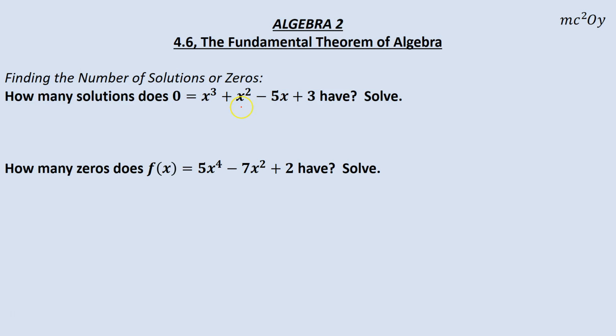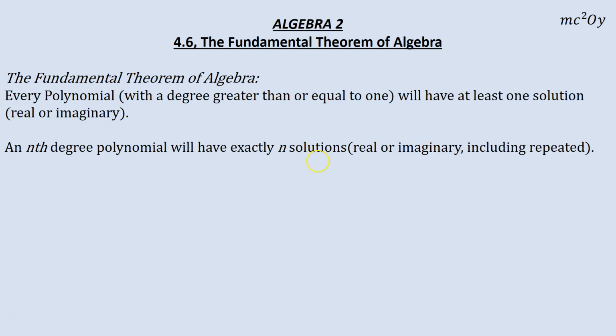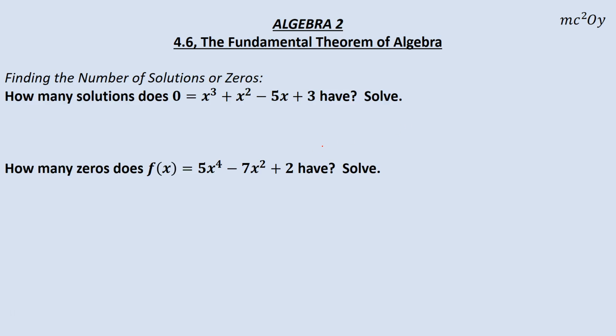Okay, how many solutions does this have? Well, if we look at the leading coefficient and think back to our fundamental theorem, an nth degree polynomial will have exactly n solutions. That means this is a third degree, meaning it will have 3 solutions. Now those solutions could be real or imaginary, and they could include repeated solutions. How many zeros will this function have? Well, it's a 4th degree, therefore it could have 4 solutions.